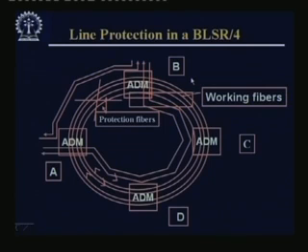This one is a case of line protection. So, if this line fails, what is the alternative line? Now, the alternative line of course may go in the other direction, depending on what the failure is. So, there are many different possibilities with this BLSR.